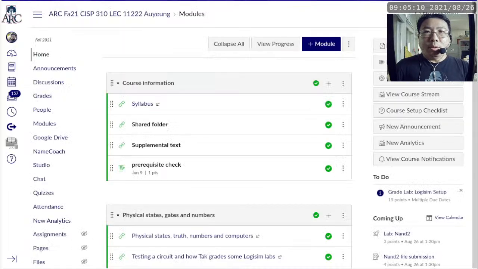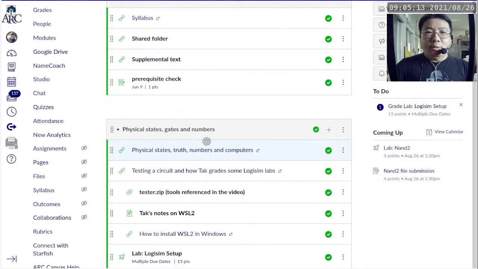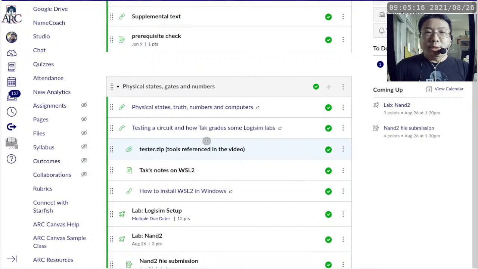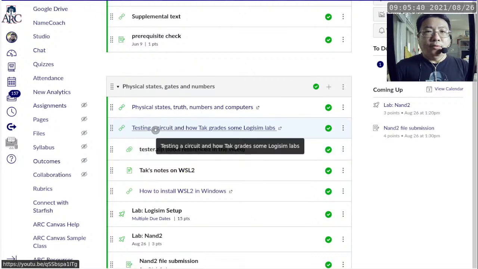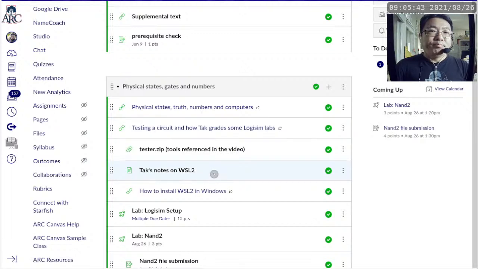All right, so instead of going over that, we can now get started. There are a few things too. I do not require people to watch this particular video of how I test a circuit and how I grade some of the labs using Logisim, but I think it will be quite useful if people want to understand the process by which I grade your submission. And this is a zip file containing the tool referenced in the video. And for those people who want to learn how to use the command line interface in Linux, because that's what I use. My computer is a Linux computer.